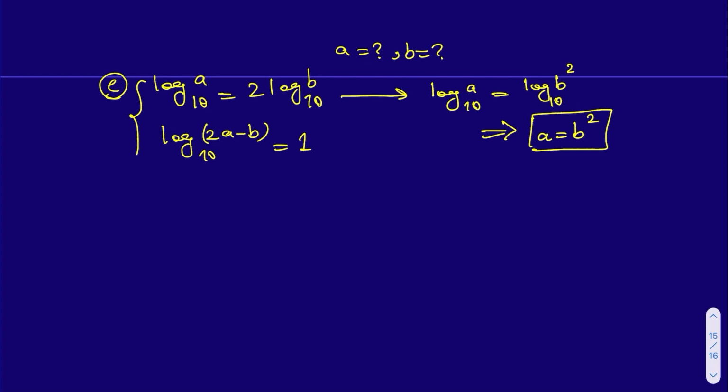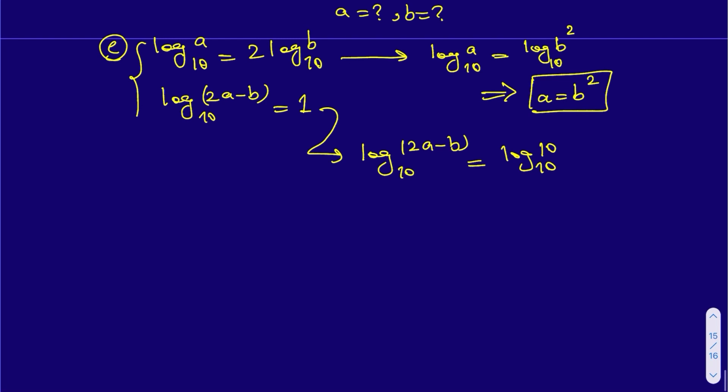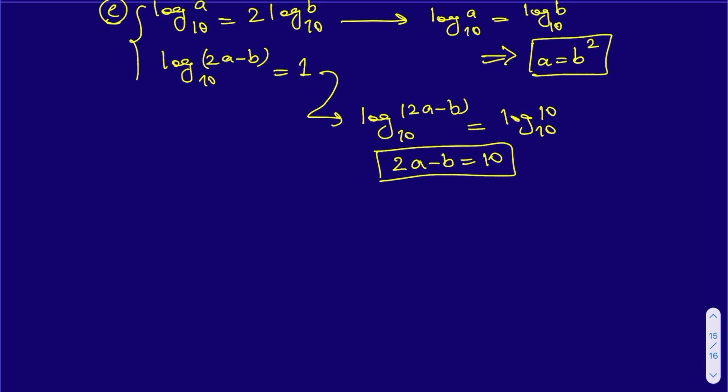And another one, I can write log (2a minus b) to base 10 must be equal to, instead of 1, I will write log 10 to base 10. Therefore, bases are the same, so the values of the logarithm must be the same. So we can conclude that 2a minus b is equal to 10. So this is another finding. So let me rewrite them in an organized way.